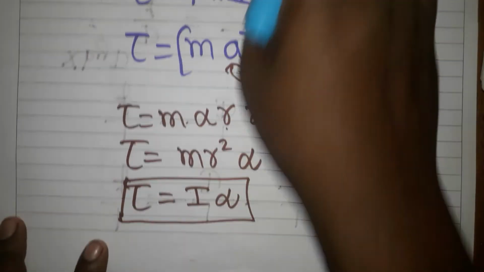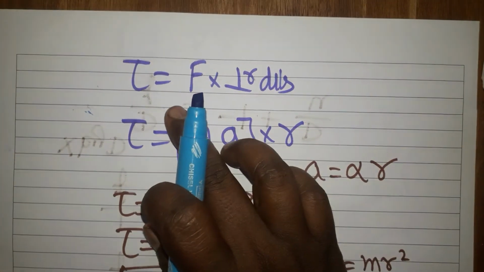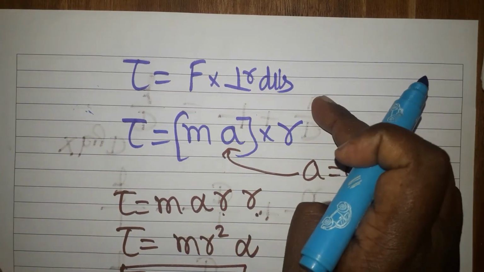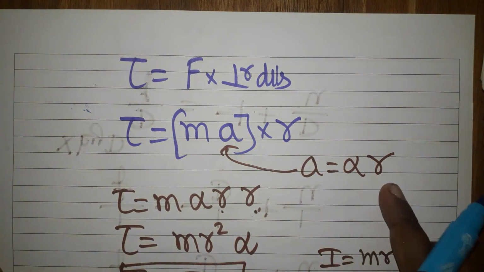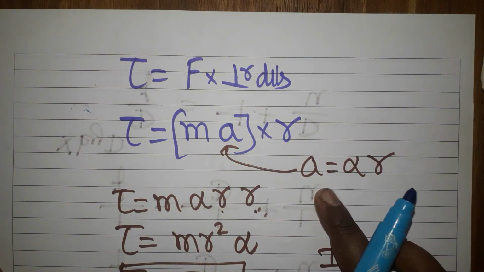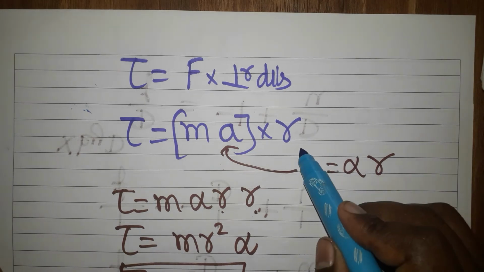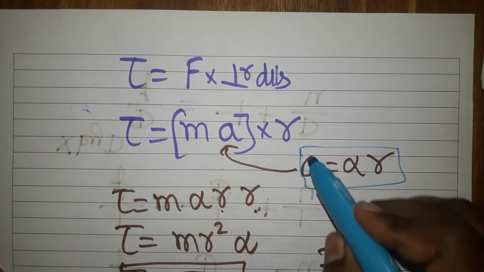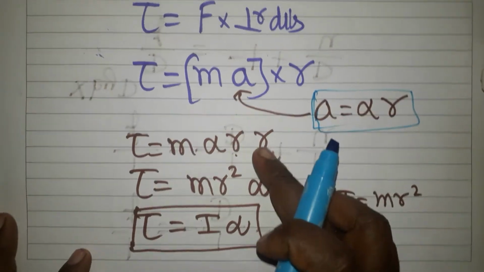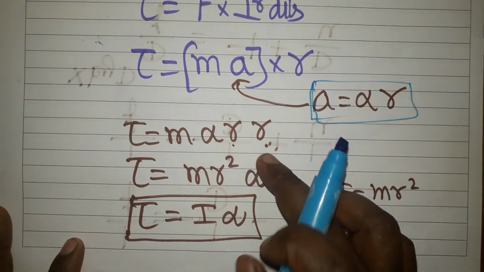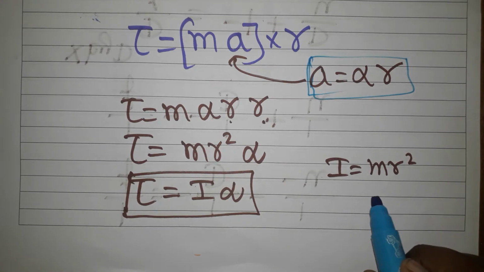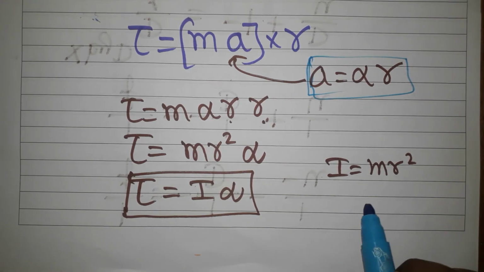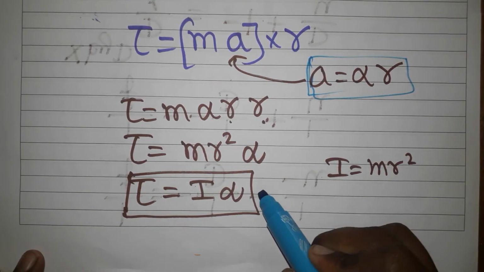Torque is the turning effect. Torque is equal to force into perpendicular distance. Force is mass into acceleration. Acceleration is equal to alpha times r, a is equal to alpha r; now only we found this relation. If I substitute this, I will get m alpha r into r, which is m r square alpha. What is inertia? Inertia is equal to mass into radius square. So torque is equal to I alpha, finally we got.